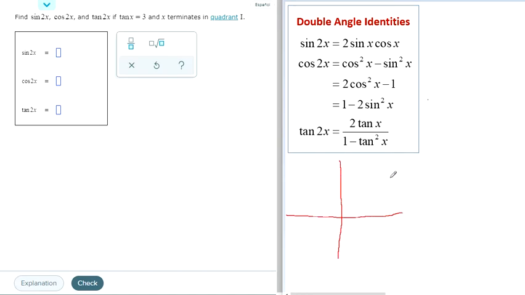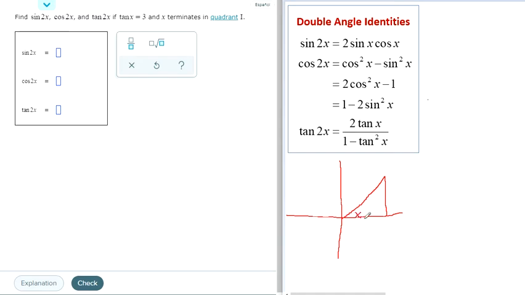Quadrant 1 is this quadrant here, right? So x terminates, that means the angle looks something like this, right? Because this is the initial side, this is the terminal side, and then we draw a right triangle because we're dealing with right angled trigonometry. Okay, so tangent x is 3 over 1.